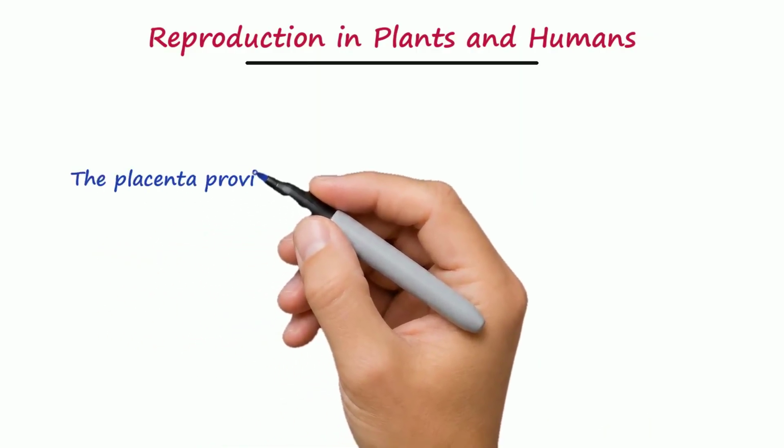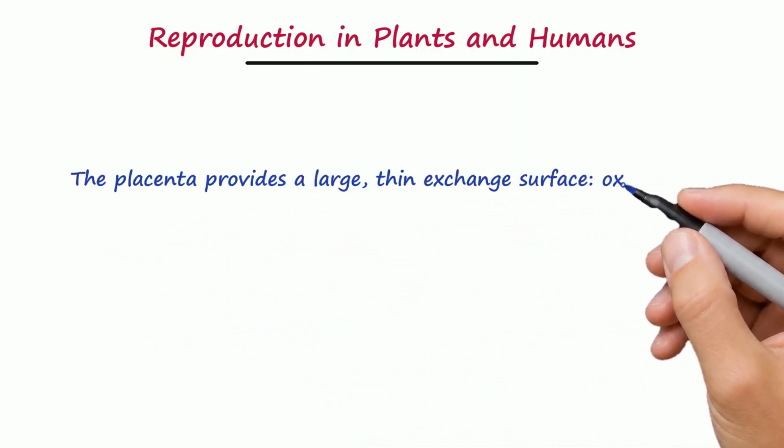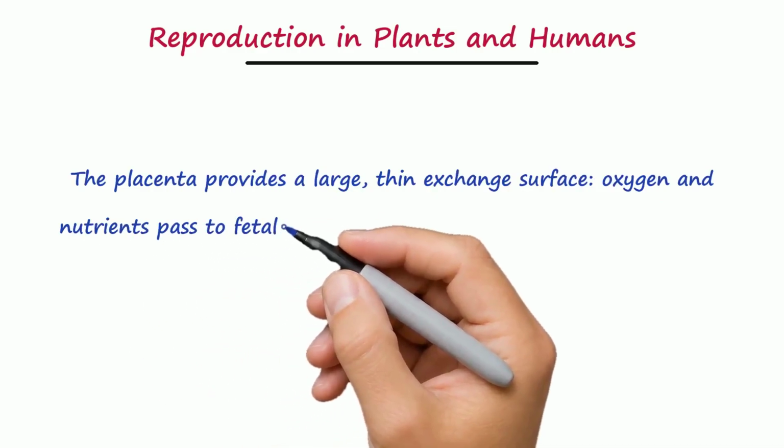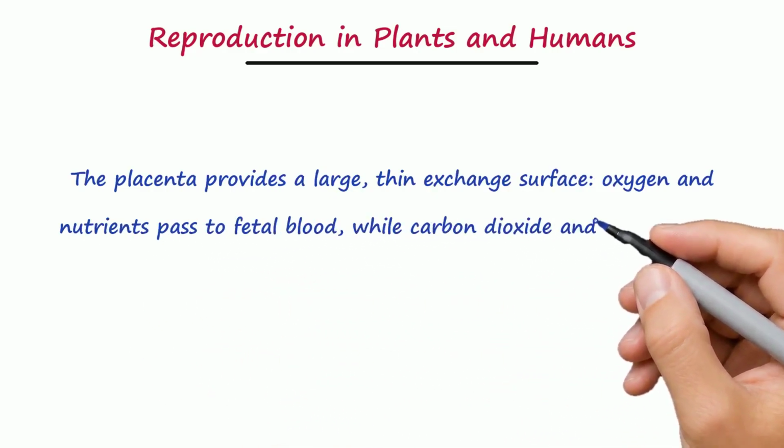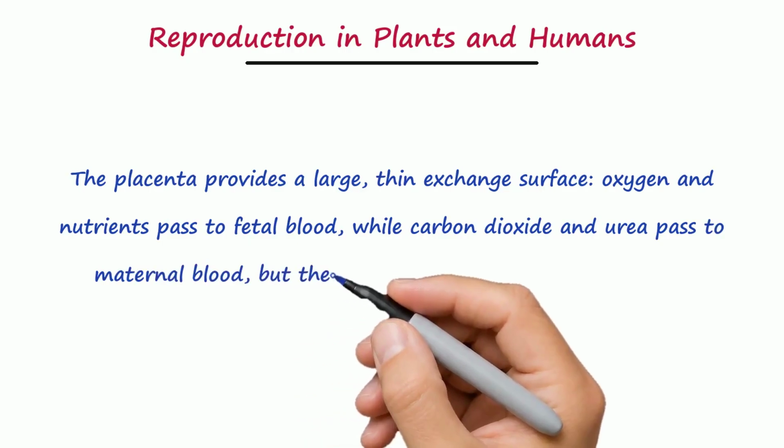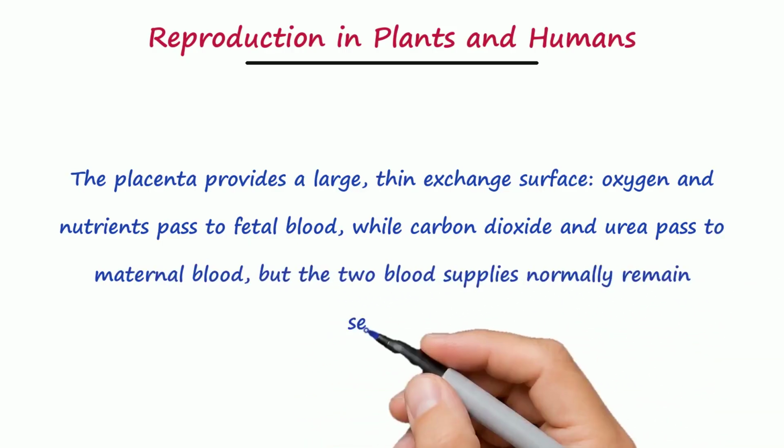The placenta provides a large, thin exchange surface. Oxygen and nutrients pass to fetal blood, while carbon dioxide and urea pass to maternal blood, but the two blood supplies normally remain separate.